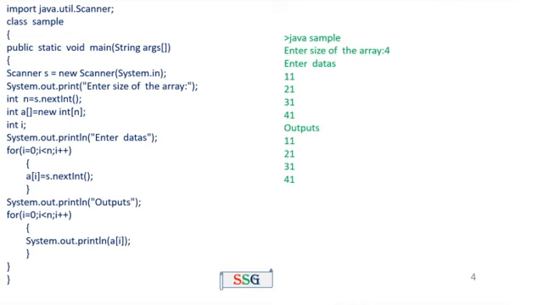Then next, the sample output for this program. Enter the size of the array equal to 4. That means here n equals 4. It gets 4 inputs from the user and displays the 4 outputs. So if I enter the data, my input is 11, 21, 31 and 41. The output is also 11, 21, 31 and 41.